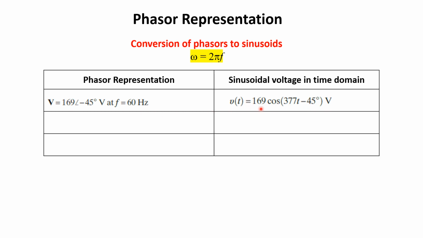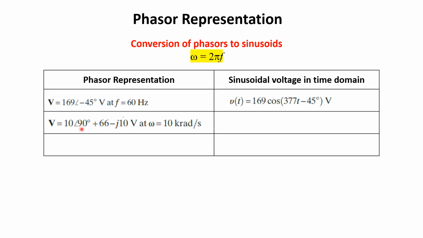169 over here. And cosine, we have chosen cosine as a function for phasor representation. And this 377 is 2 pi times 60, and this minus 45 is shown here. Similarly, this is another phasor voltage, and this phasor voltage is a sum of two parts. This is phasor 1, this is phasor 2, and this is 10 with angle 90, and it is in polar form, and this is in rectangular form.